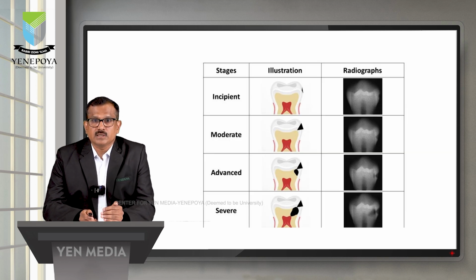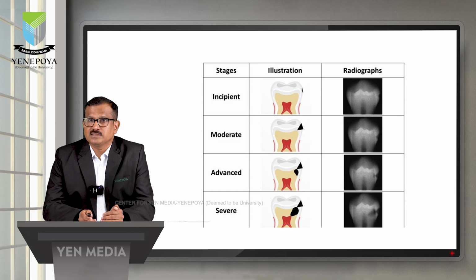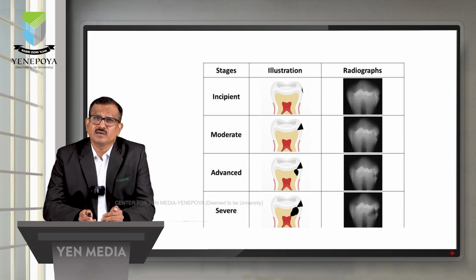So let's briefly understand how these stages of caries activity take place. The first one is incipient caries. Incipient caries are those which we can remineralize, I believe, because those are just found sometimes in a routine examination.